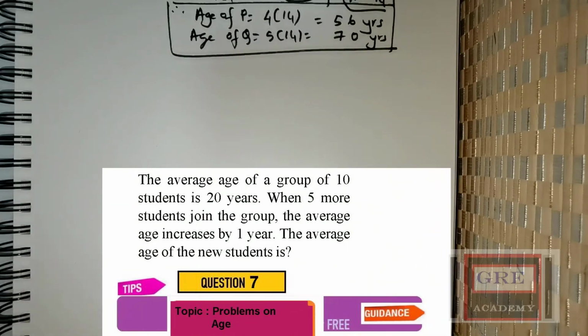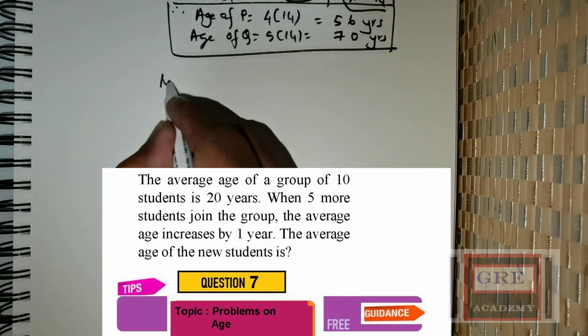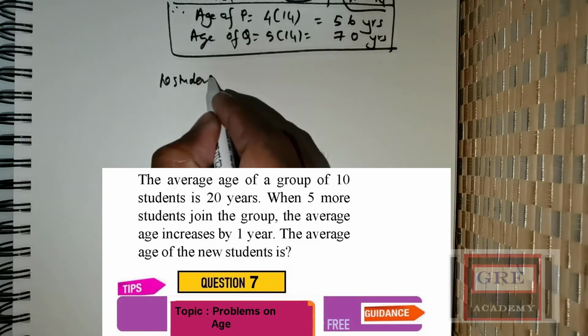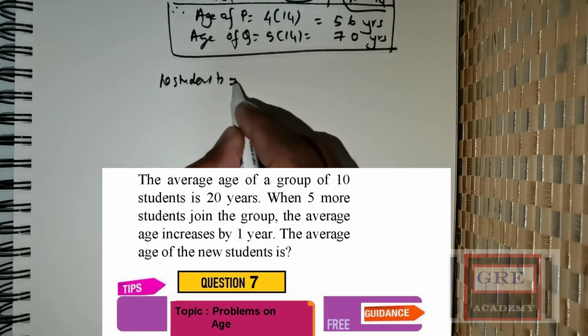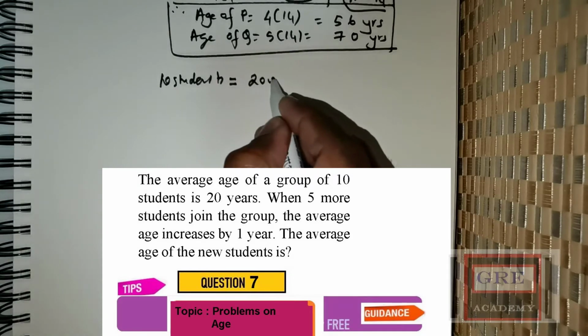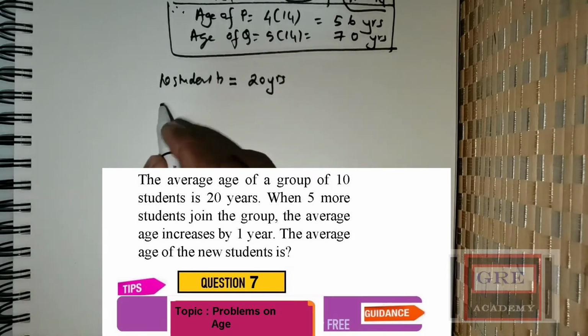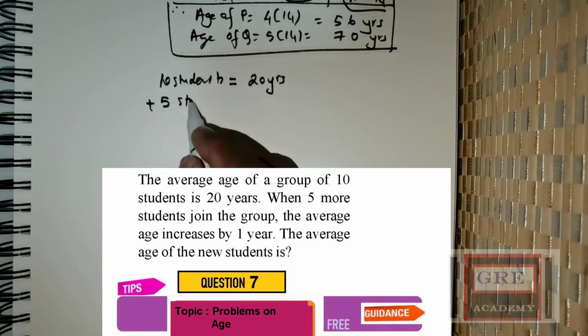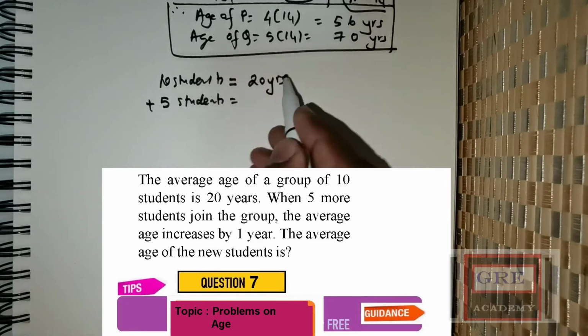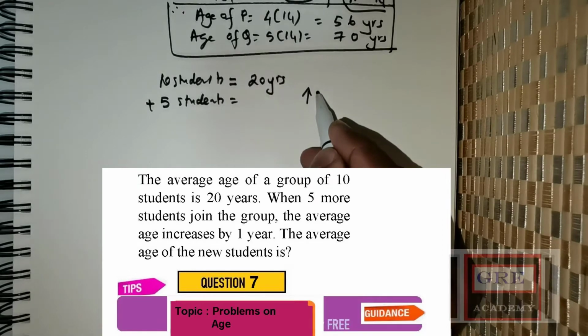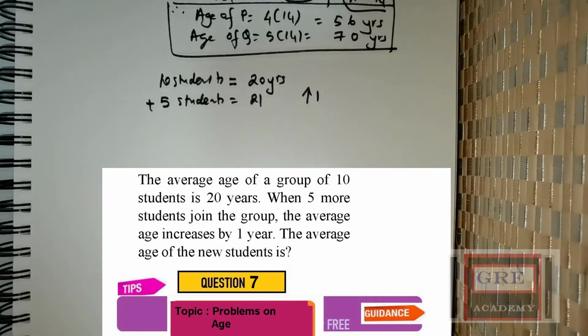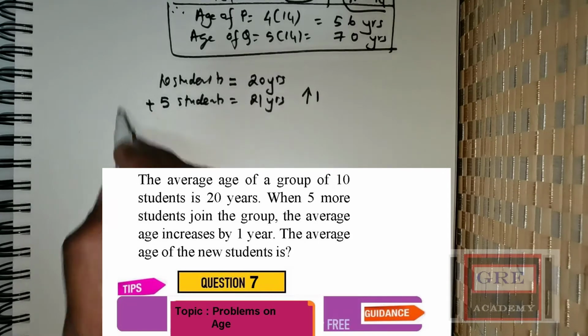Students were given this question. The average age of a group of 10 students is found to be 20 years. So this is the average age. Now 5 more students are added to the group, so the average age increases by 1 year. That means it becomes 21 years. This is what is given.